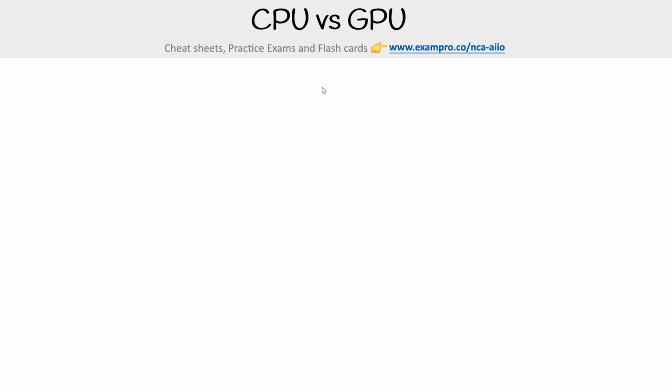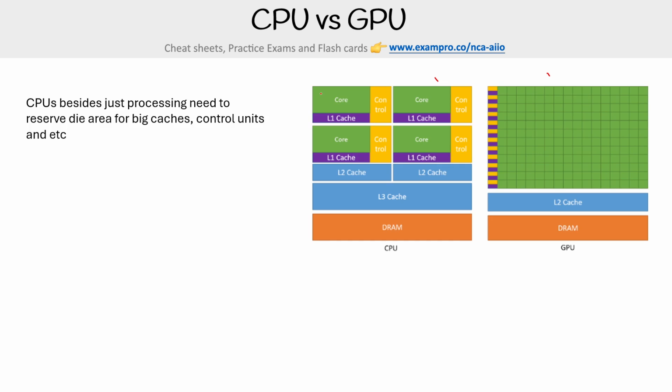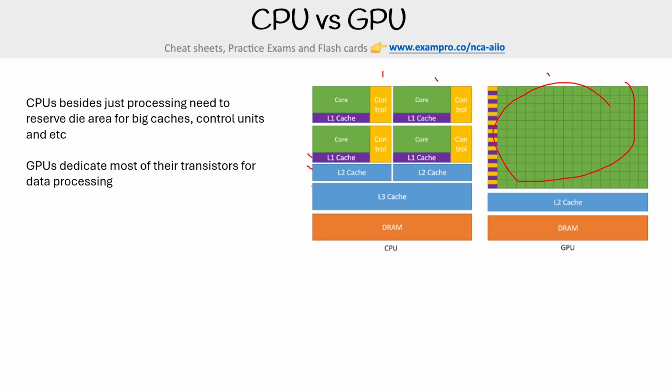All right, so we did cover what a GPU is, and we did a comparison against CPUs, but I just want to reiterate it again with another graphic with slightly different information, just so it sticks. Here on the left-hand side, we have a representation of a CPU and then a GPU. You can see the green parts are the processing power. And it clearly looks like the GPU can do a lot more. CPUs, besides just processing, need to reserve die area for big caches, control units, and things like that. We see all the blue stuff, the purple stuff, the yellow stuff, right? There's a lot more going on than just processing. GPUs dedicate most of their transistors to data processing. As you can see, this big area is processing, okay?